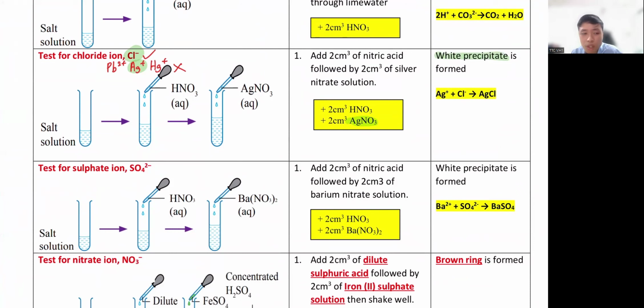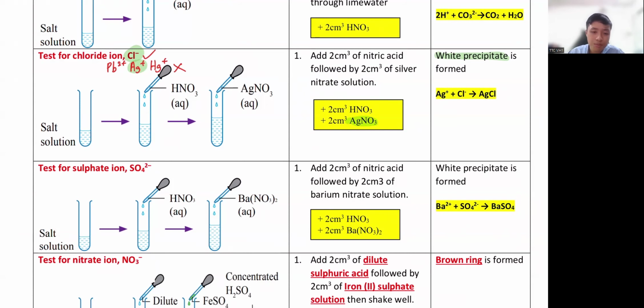For the Cl minus ion, how do you know the test tube has Cl minus inside? You add acid, and if the acid gives no bubbles, then you add silver nitrate, so that you get AgCl, which is a white precipitate. That confirms the presence of Cl minus. Okay, move on.